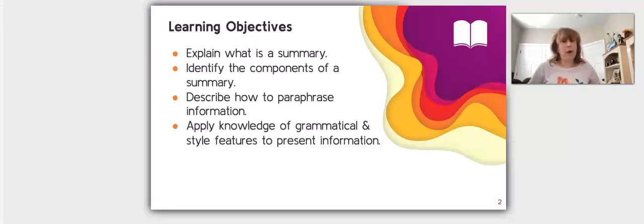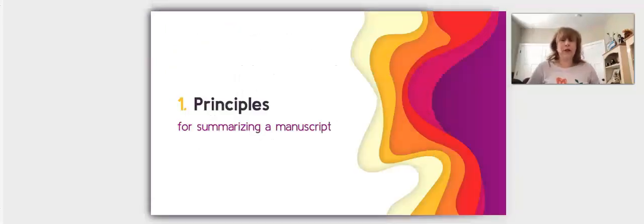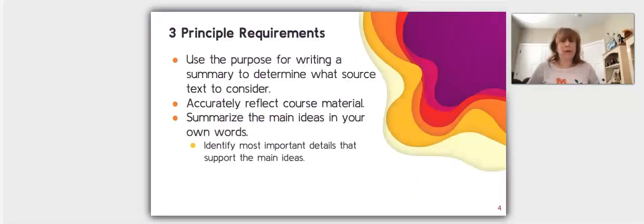You'll identify the components of a summary. You'll be able to describe how to paraphrase information. And lastly, you'll apply knowledge of grammatical and style features to present information in a summary. Let's first address the 3 primary principles for summarizing a manuscript. We have 3 principal requirements that were addressed in your reading.